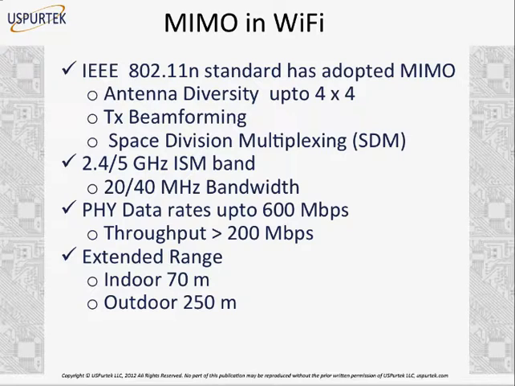The indoor range without any repeaters is extended up to 70 meters, and outdoors you can go up to 250 meters. So with MIMO, with just one access point, you could cover a whole building actually, right?